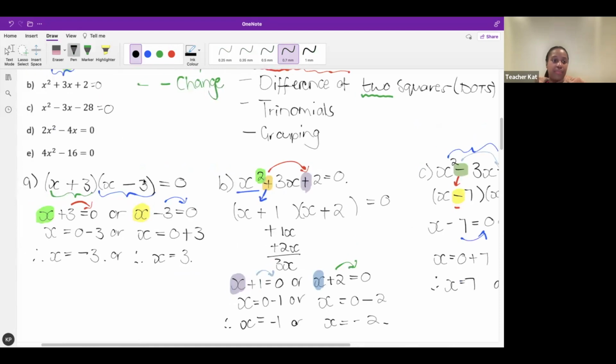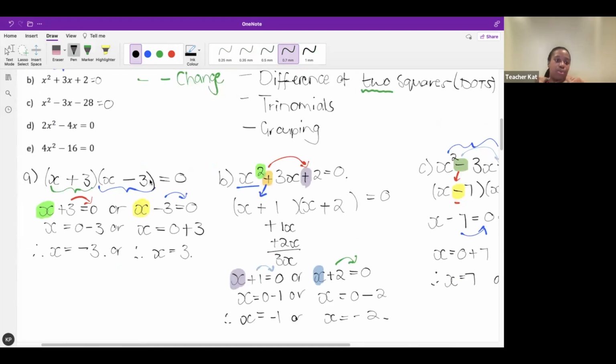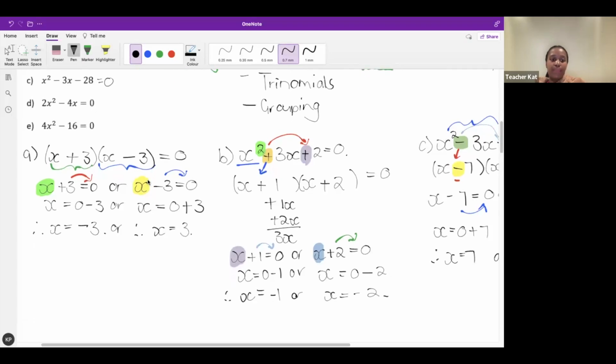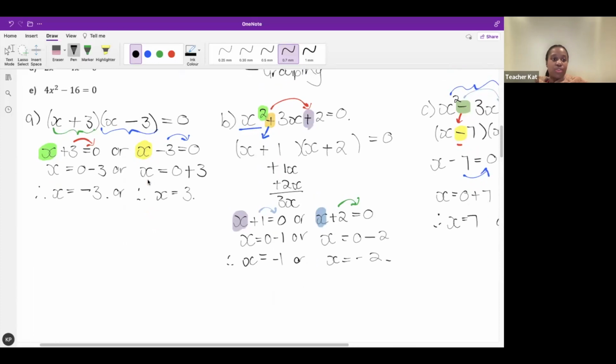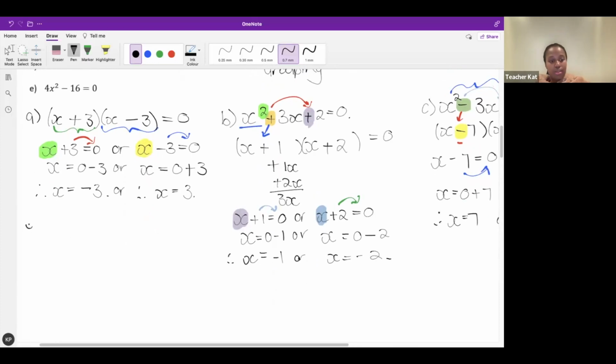Okay. I don't think it's necessary we do both D and E. So I think we just need to do E. Let's do E. 4x squared minus 16 is equal to 0.